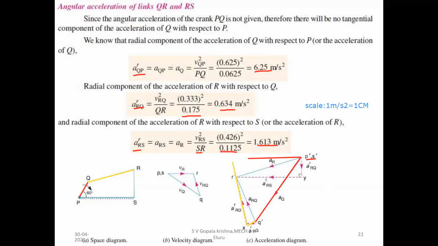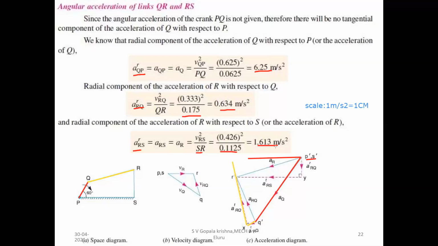Later, RS is also there. The radial component is also there, 1.61. So in this, S is already there, and the direction is nearly vertical.